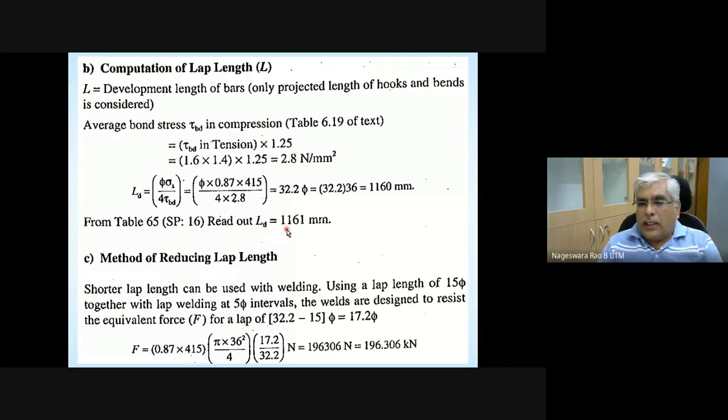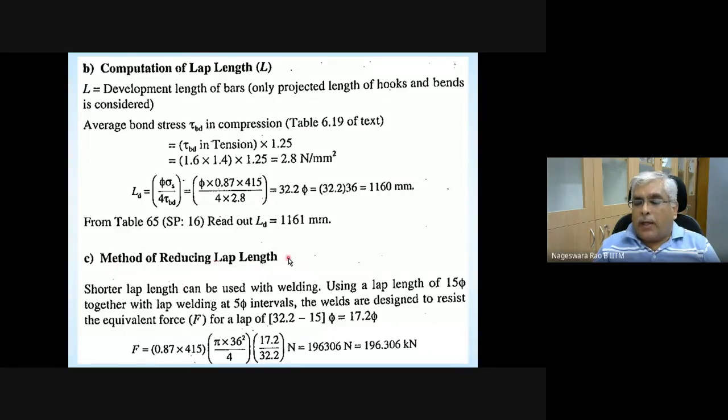Now how can we reduce the development length? This is a lap, meaning one of the bars is going to lap over the other bar by this much distance theoretically. That is what the code recommends. But here the question is, can we reduce this length? Can we reduce this length? So that is what is illustrated here in this part of the question and answer.